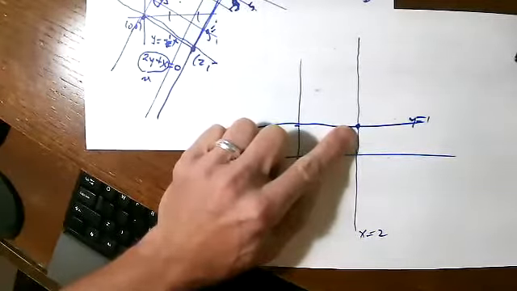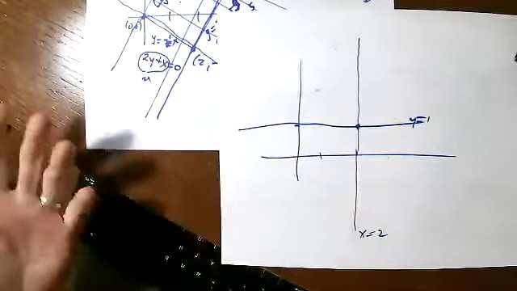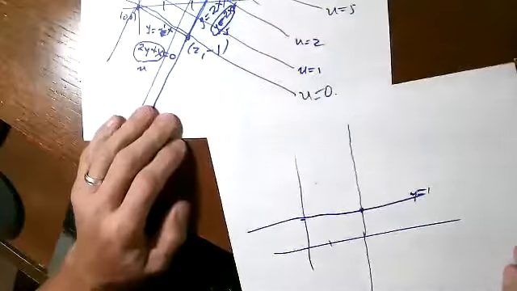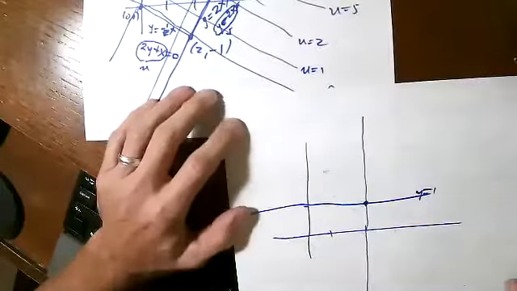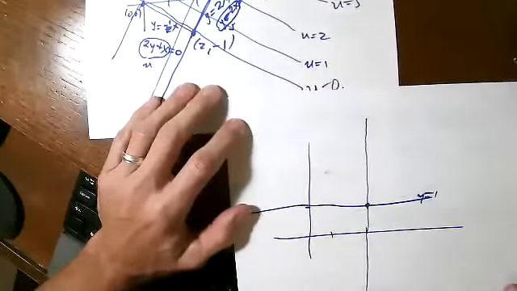In the same way, I could say, well, where would you find the point whose u-coordinate is 2 and whose v-coordinate is -1?